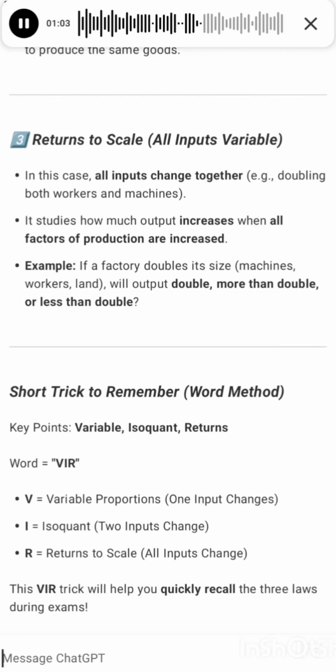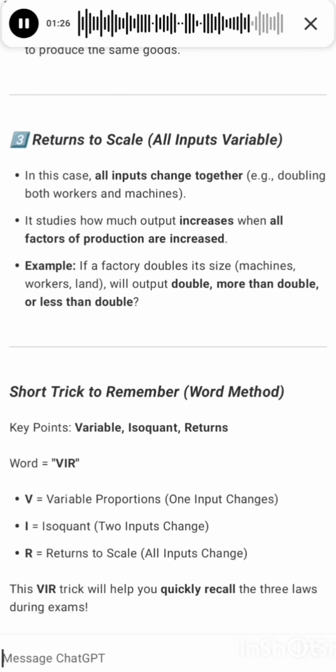3. Returns to scale, all inputs variable. In this case, all inputs change together, e.g. doubling both workers and machines. It studies how much output increases when all factors of production are increased. Example: if a factory doubles its size, machines, workers, land, will output double, more than double, or less than double?